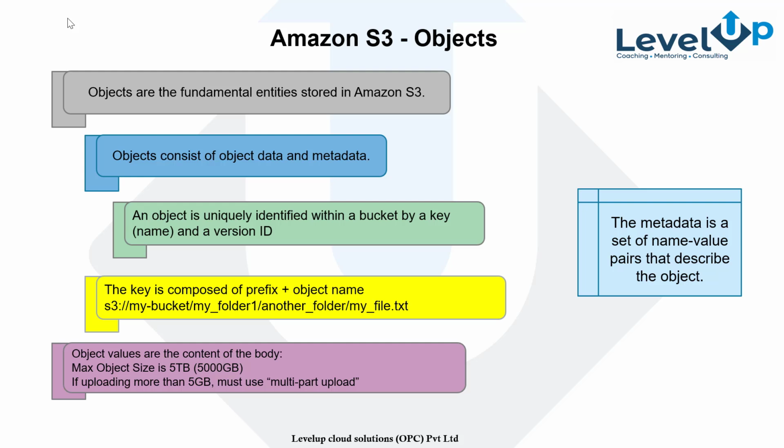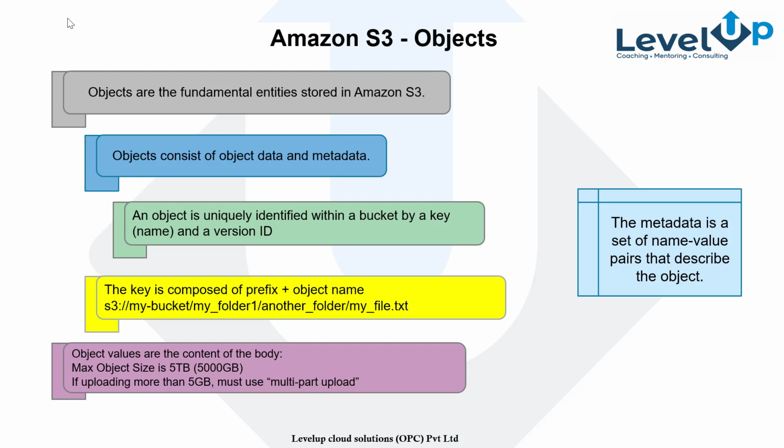Now another component on AWS S3 is called objects. The first component is buckets. Inside buckets, we'll store objects, or we'll store data. How are we going to store the data? In the form of objects. AWS S3 is an object storage, right? Objects are the fundamental entities stored in Amazon S3. Objects consist of object data and metadata. An object is uniquely identified within a bucket by a key or a version ID.